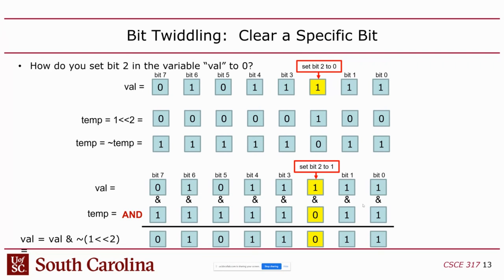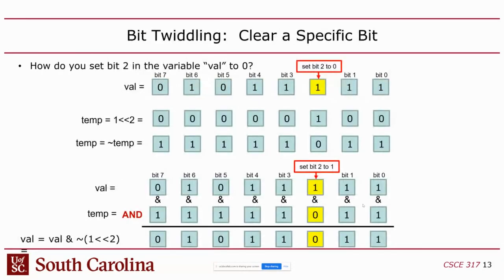So the code for doing this is val equals val AND tilde, and then in parentheses, 1 shifted left by 2. All right, so that clears a bit.